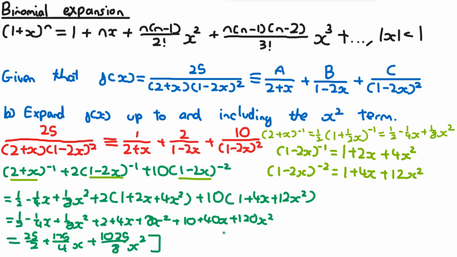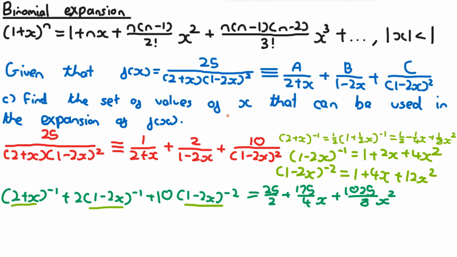And then for part C, we need to find the set of values of x that can be used in the expansion. So we need to find the individual set of values that can be used and then use the smallest set of values. So firstly, let's focus on this bracket here. Remember, this is the actual bracket that we subbed into the formula, so this value is the one that we're going to sub in here. So it's going to be the modulus of half x is less than 1, so therefore the modulus of x is less than 2.